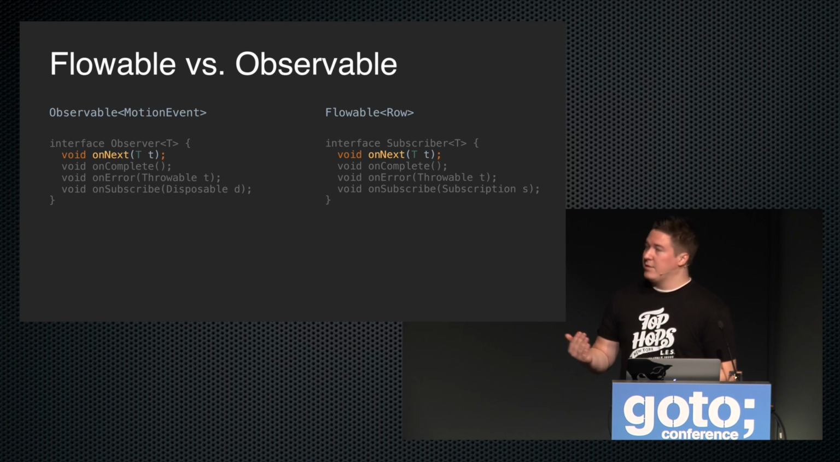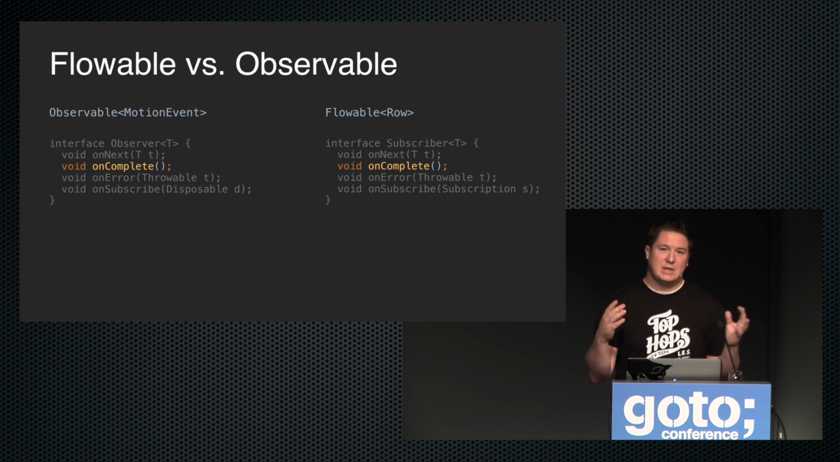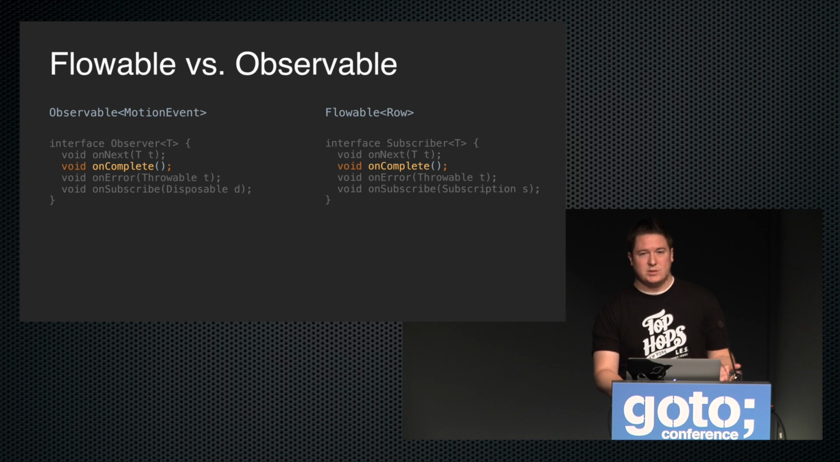This also could be infinite, right? I talked about infinite observables like button clicks. So if you're listening to a button click, this onNext method will basically be called every single time the user clicks a button. For non-infinite sources that actually end, we have those two terminal events.